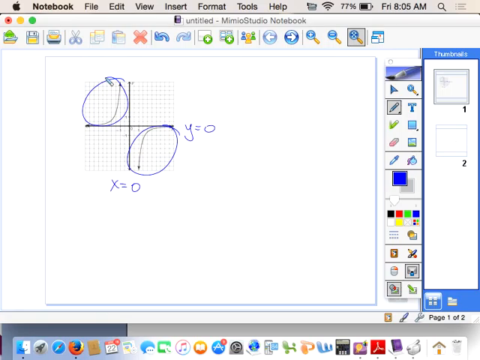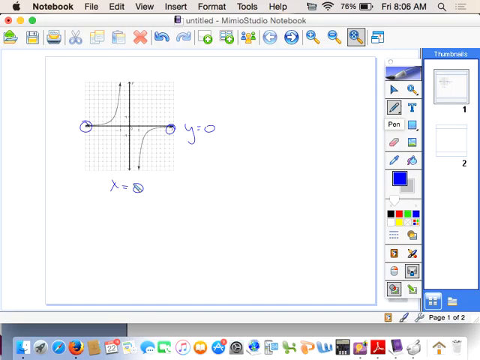Now, if we look at the end behaviors of this function, we want to know where are the arrows of this function, what's happening with these arrows. So we are going to concentrate on this arrow here and this arrow here first. Okay?